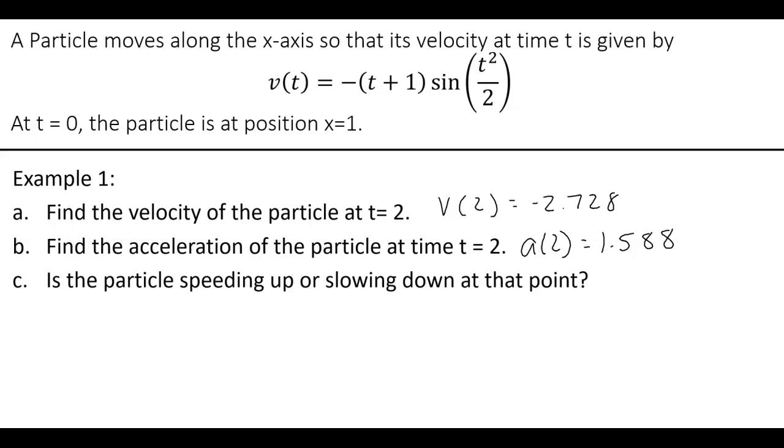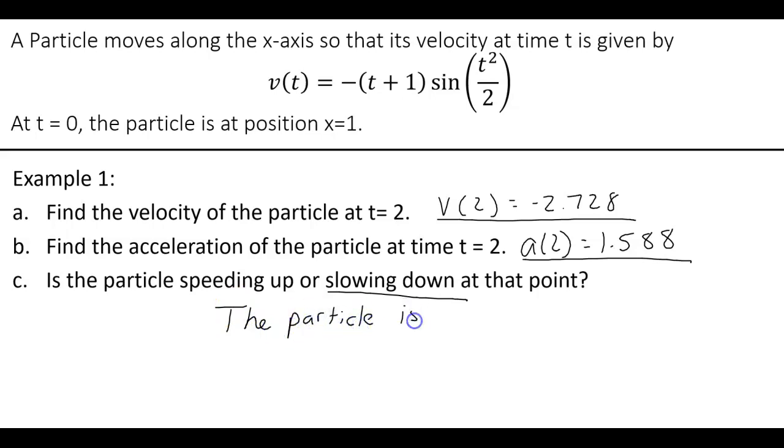All right. Now the question is the particle speeding up or is it slowing down at that point? Well, anytime velocity and acceleration have the same sign, they're speeding up. But in this case, they don't. The velocity is negative and the acceleration is positive. So that would mean that it's slowing down. So we would say the particle is slowing down at x equals 2. I'm sorry, it's not x. We've got to be careful with that. It's t equals 2.